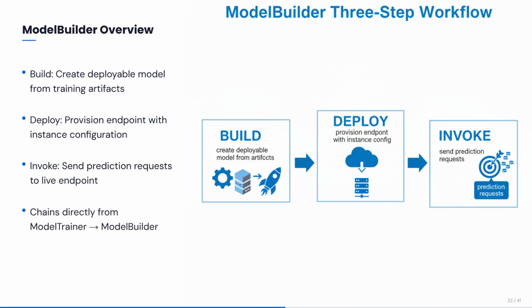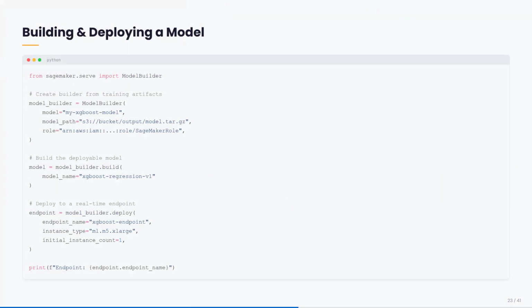Model Builder can accept a model trainer directly, chaining training seamlessly into deployment. It handles container selection, model packaging, and endpoint configuration. Here is the deployment code. Import Model Builder from sagemaker.serve. Create a Model Builder with your model artifacts S3 path and role. Call build to create the model. Then deploy with your endpoint name and instance type. The deploy method returns an endpoint object that you can immediately use for predictions.